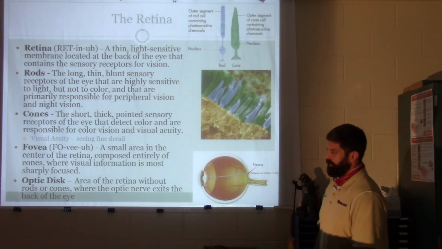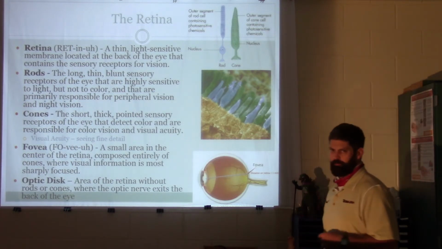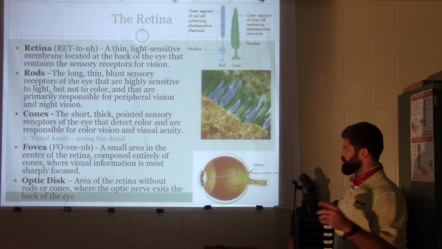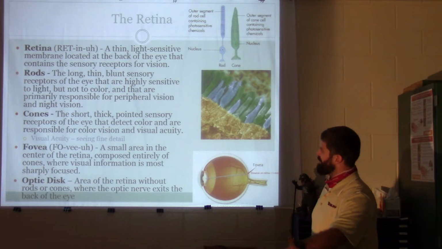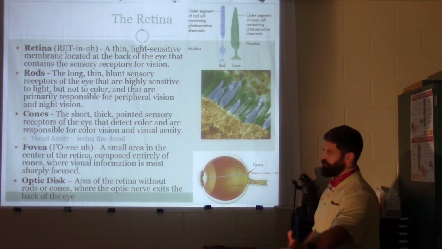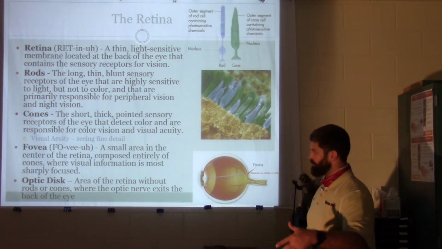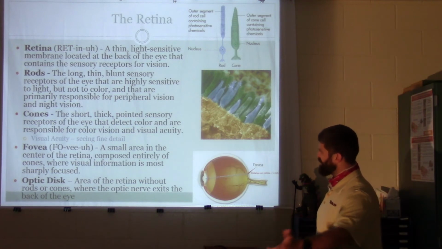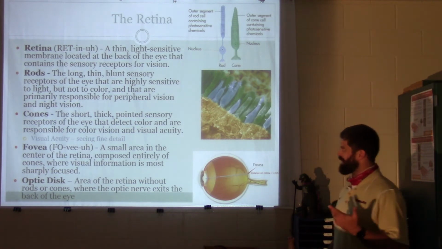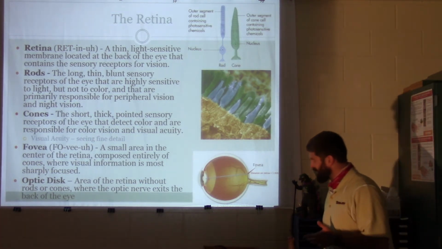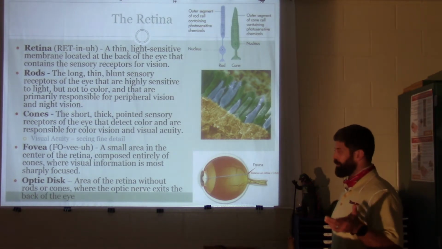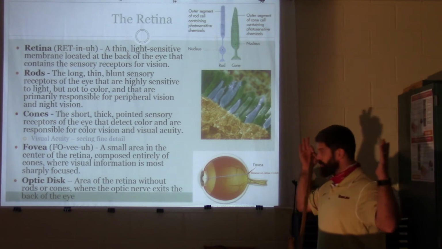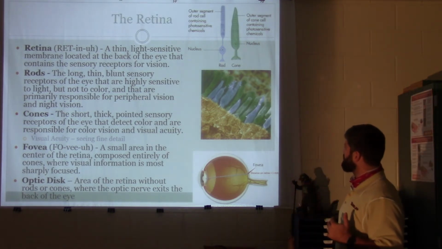All right, the retina. Pretty special place. It allows for some amazing things to happen for the human. The retina is a thin, light-sensitive membrane located on the back of the eye that contains the sensory receptors for vision. What are those receptors? Rods and cones. Rods are the long, thin, blunt sensory receptors of the eye that are highly sensitive to light, but not to color. They are primarily responsible for peripheral vision and night vision.